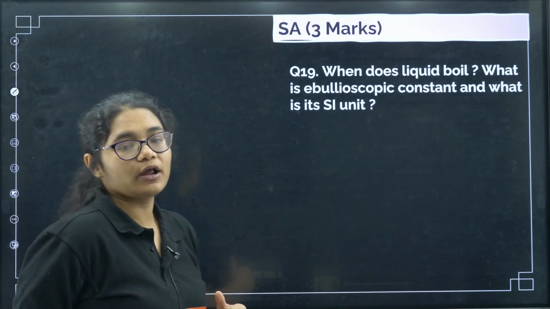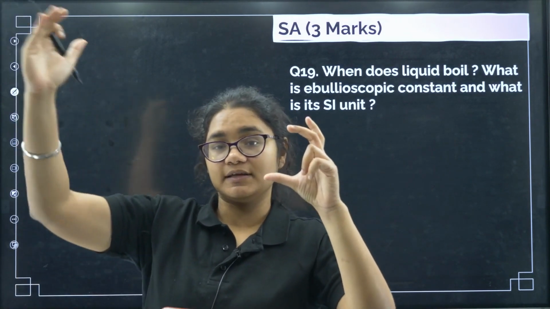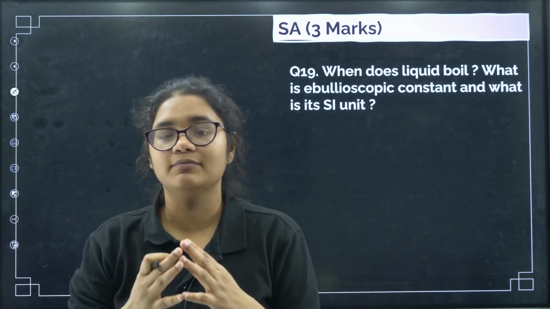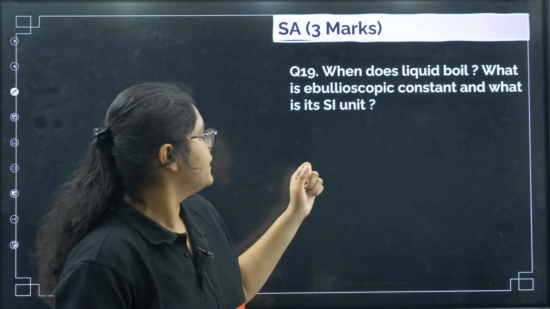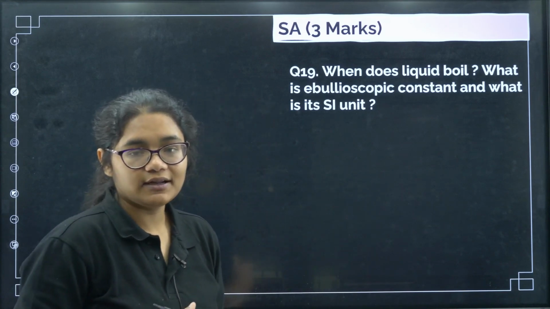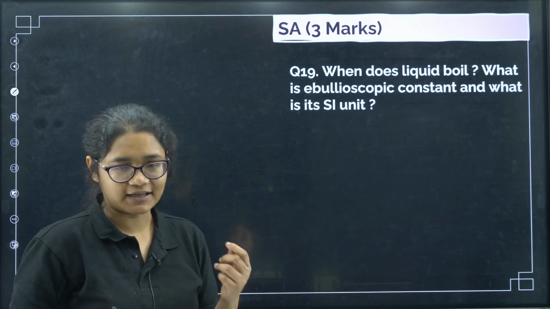Okay. Next, when does liquid boil and what is the ebullioscopic constant and what is its SI unit? So liquid will boil when? See, liquid will have a vapor pressure. When this vapor pressure is equal to the atmospheric pressure, at that time the liquid will boil and that temperature is called as your boiling point. Next, what is the ebullioscopic constant? Ebullioscopic constant is your Kb value and what is its SI unit?